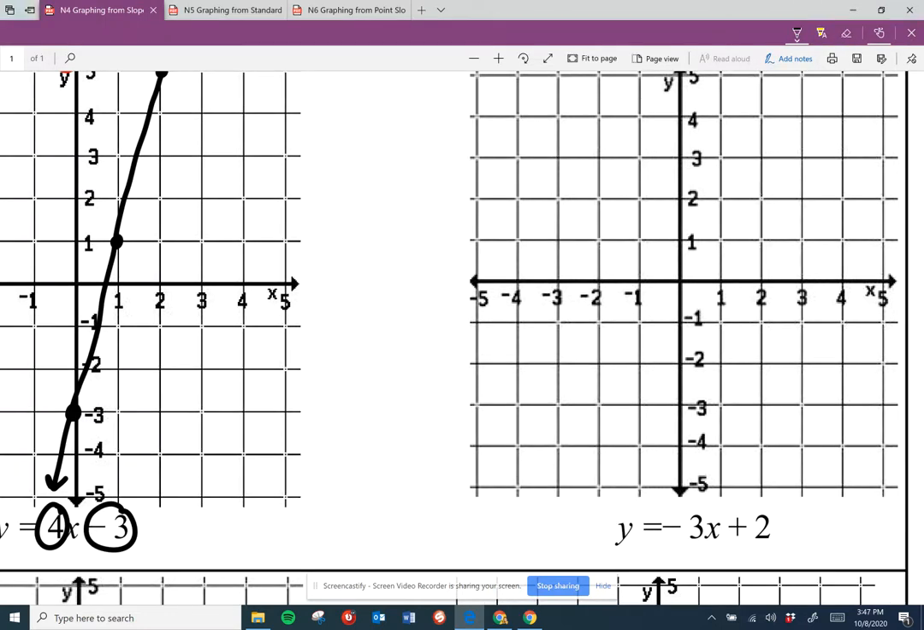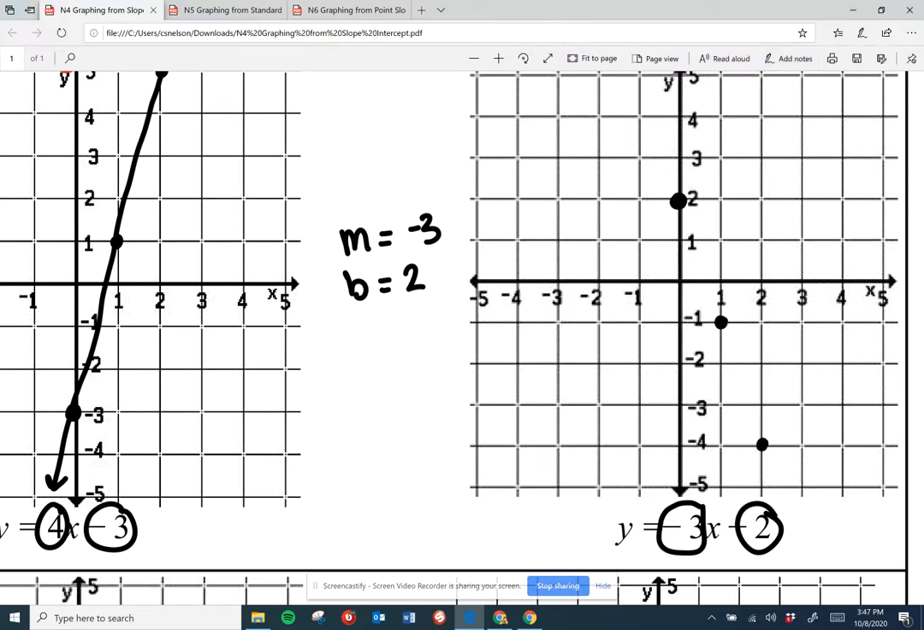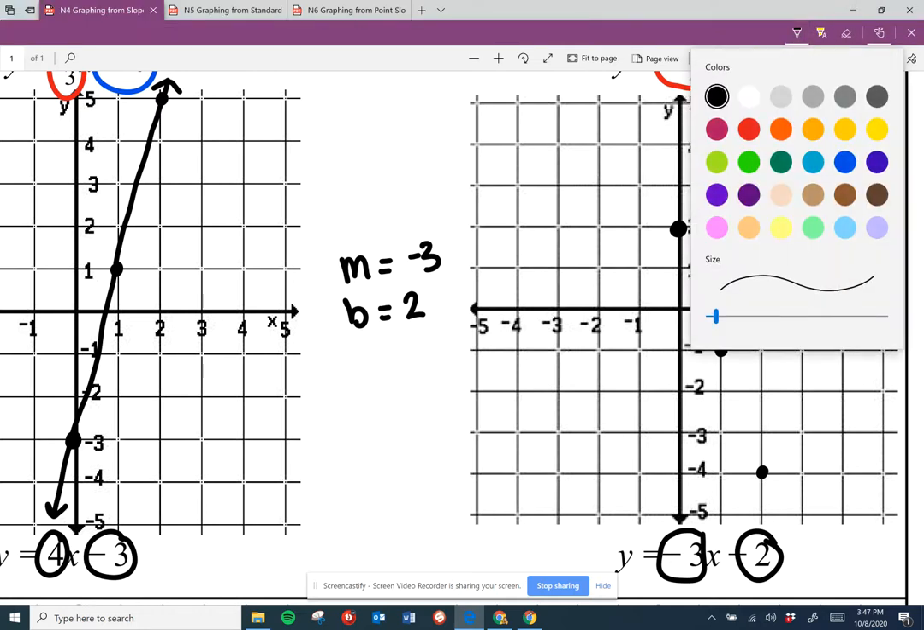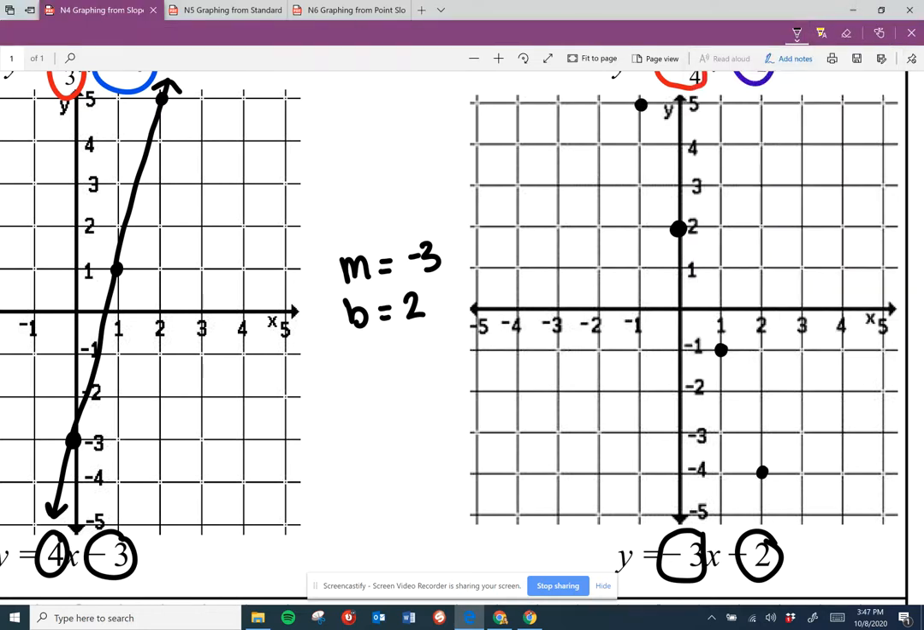Okay. This last example, y equals negative 3x plus 2, right? So my m is negative 3. My b is 2. My b goes on the graph first, so I put that dot there at 2. And then negative 3, I will go down 3 to the right one, down 3 to the right one. If I want to go the other direction, I will go up and to the left, right? So up 3 to the left one, okay? And I'll draw my line, okay?